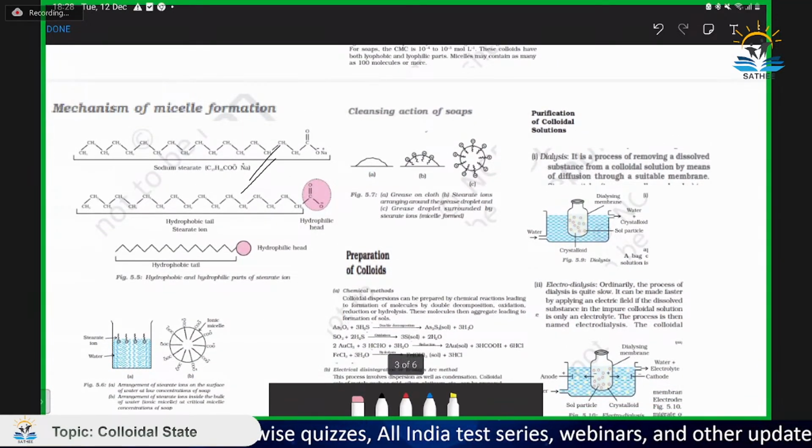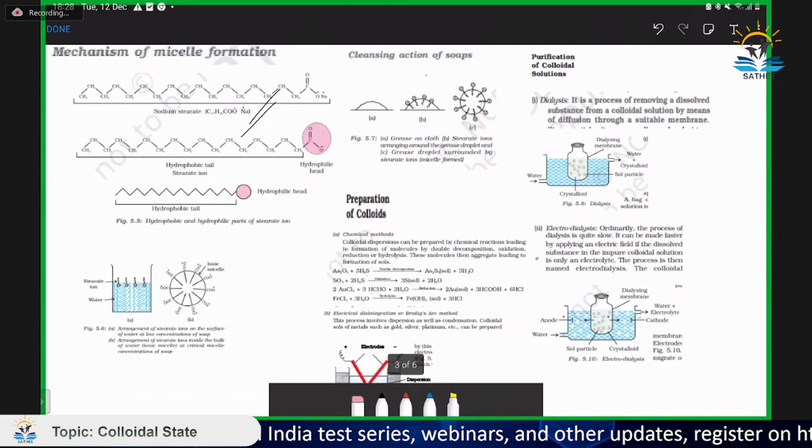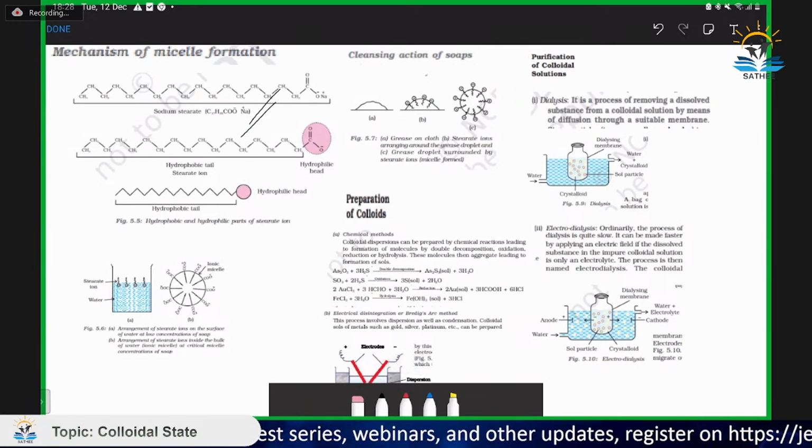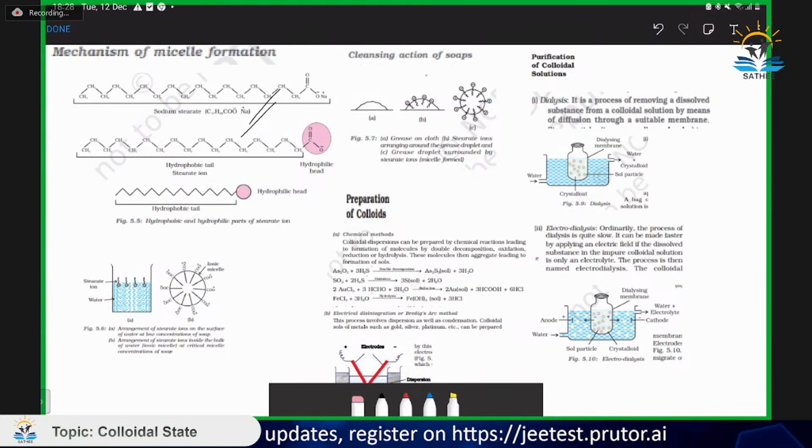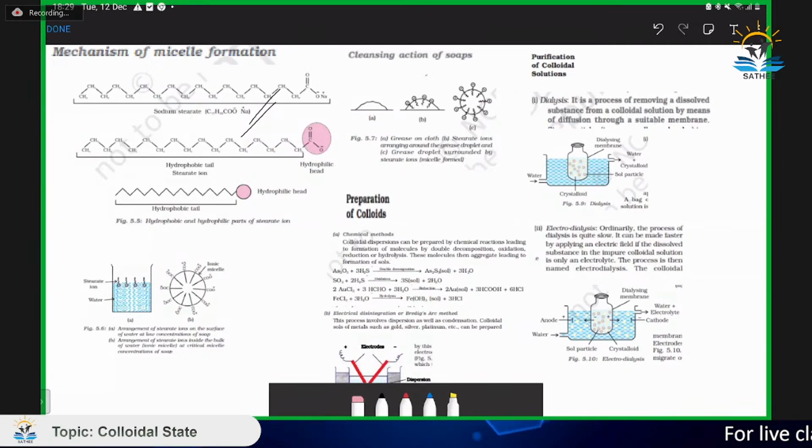Application is cleansing action of soaps. Your soap molecule forms micelles with the dust part of the clothes. Your dust of the clothes contains oil. Oil is non-polar, so your micelles will be formed around the dust particle, and basically the dust and mud all get collected and removed, and essentially your clothes will be clean.